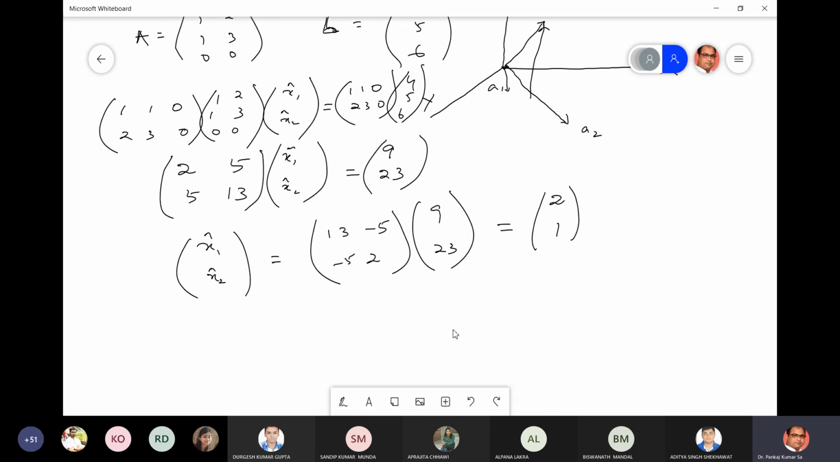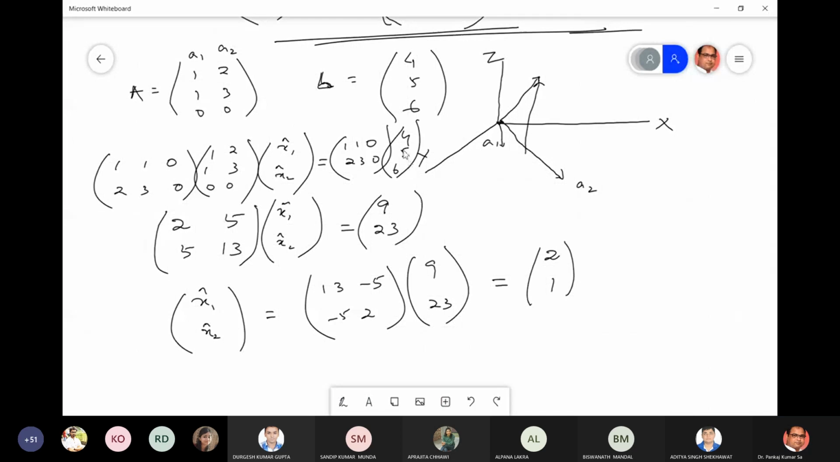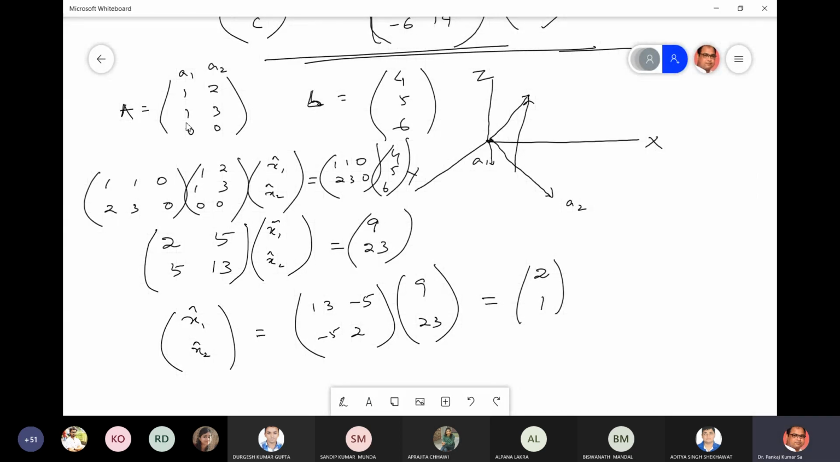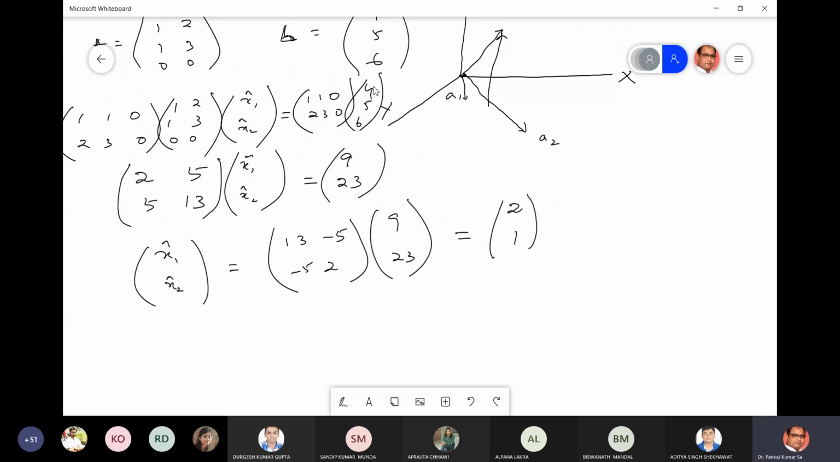Yeah. Now 4 5 6, that is what I told you. When this B vector 4 5 6 is projected onto the xy plane, it becomes 4 5. So the projection would be 4 5. Now we have x1, x2 as 2 1. Now there is another component, 6. That is what our error is.